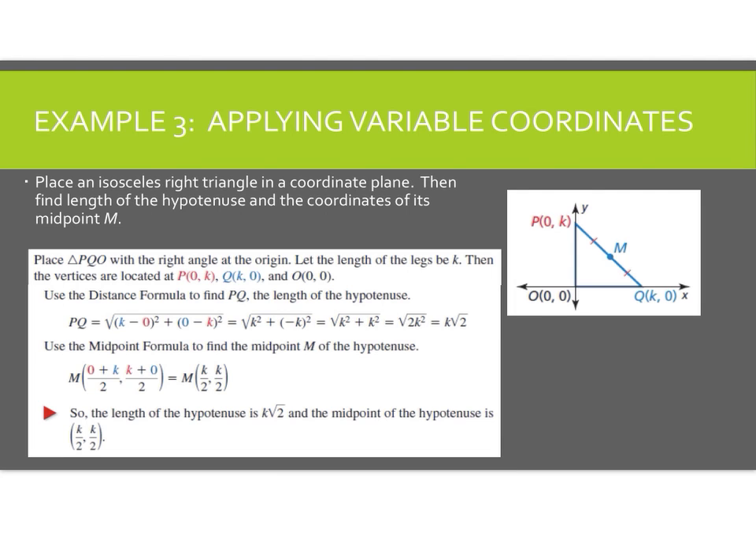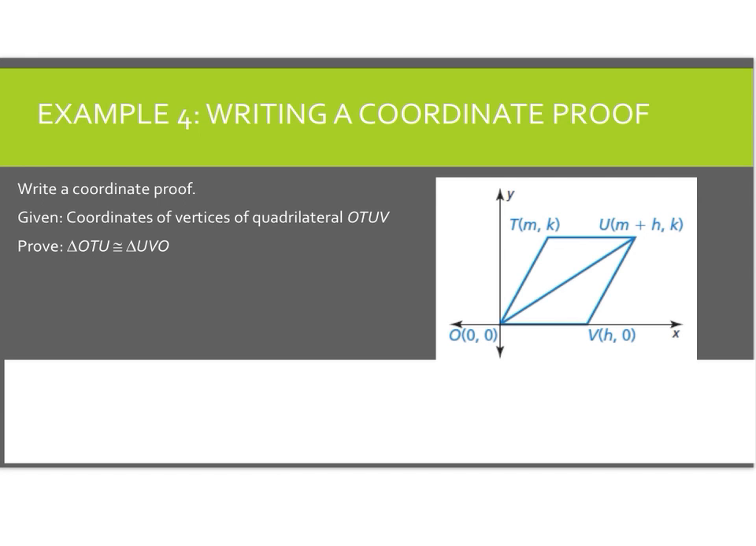So your final statement needs to include a summary of what you figured out using these two formulas. So the length of the hypotenuse is k times square root of 2, and the midpoint of the hypotenuse is at k divided by 2, comma, k divided by 2. All right, so let's actually practice writing a coordinate proof.